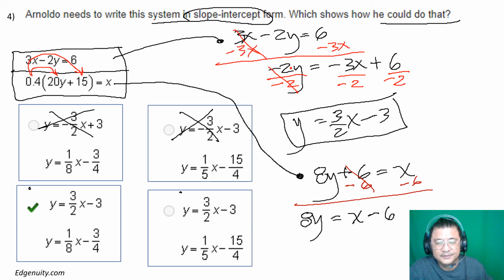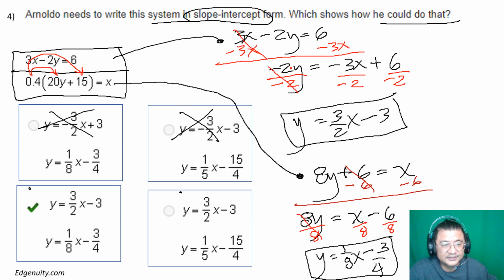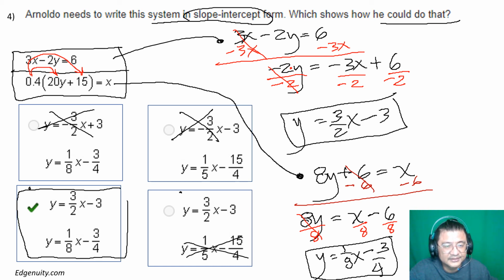All right. Next, I need to get rid of the times 8. Divide by 8. Divide by 8 for both sides also. That cancels out. Therefore, y is equal to 1 over 8 x minus the lowest terms of 6 over 8, which is 3 over 4. So the second equation should look like this. And where is that? Not you. Therefore, this is the correct answer.